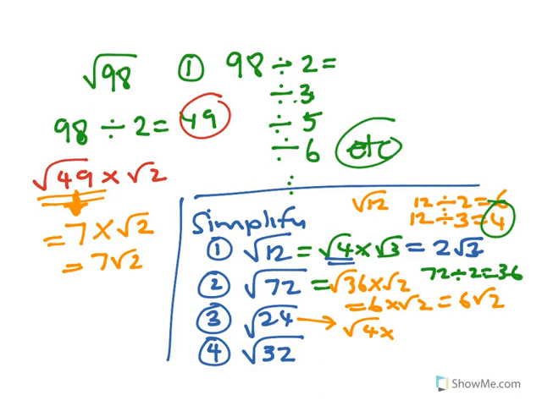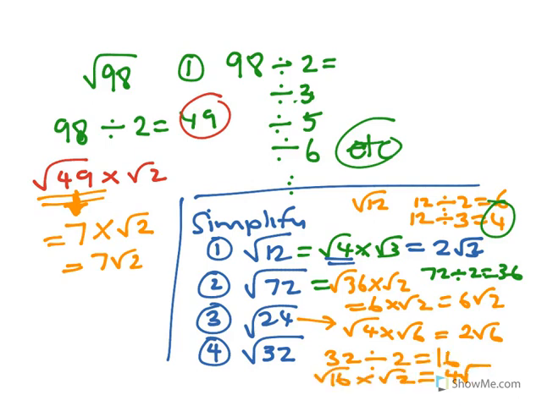24 is root 4 times root 6, because 4 sixes are 24. So it's going to be 2 times root 6, which is 2 root 6. 32, okay, let's divide by 2, you get 16. So that's root 16 times root 2, and the square root of 16 is 4. So it's going to be 4 root 2.